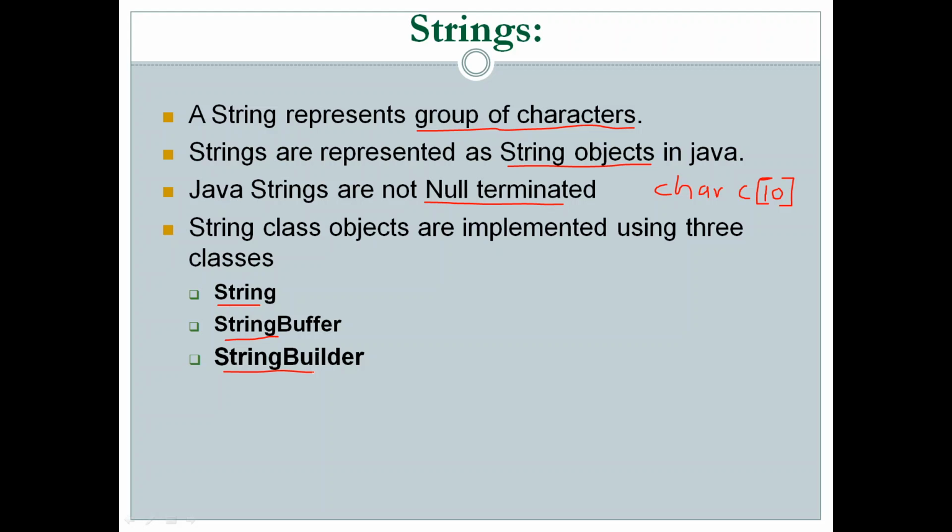There are differences between all of the three classes, and those differences we will study one by one. One important difference between the first and the last two is that the String class is immutable. That means if you create a string object, the content of that object cannot be changed. In case of the next two, that is StringBuffer and StringBuilder, both are mutable. That means once you store some value into StringBuffer and StringBuilder, those values can be changed. So first we will start with String.